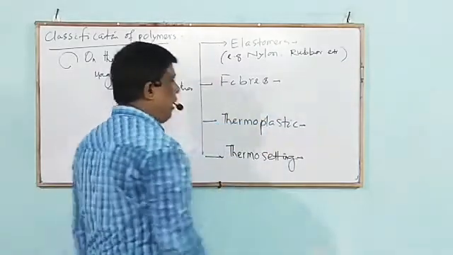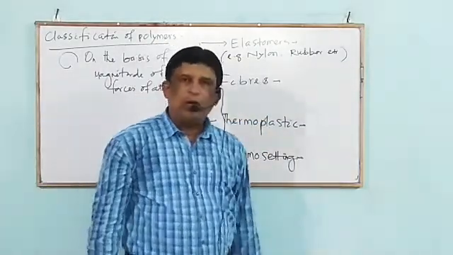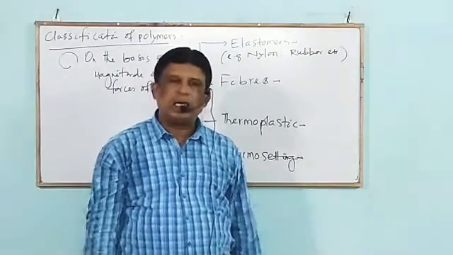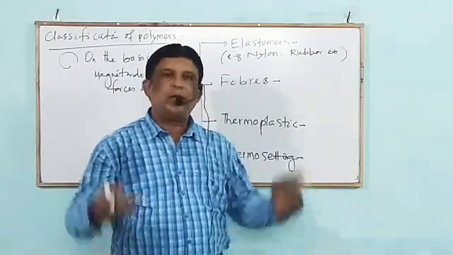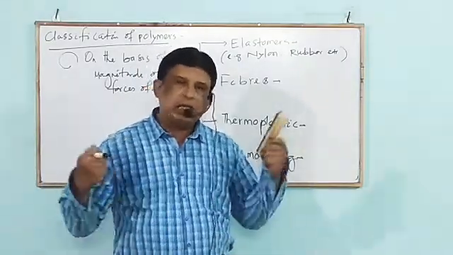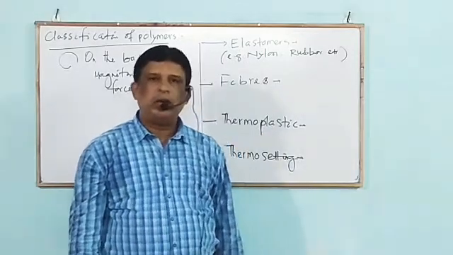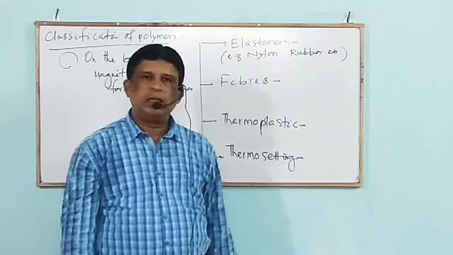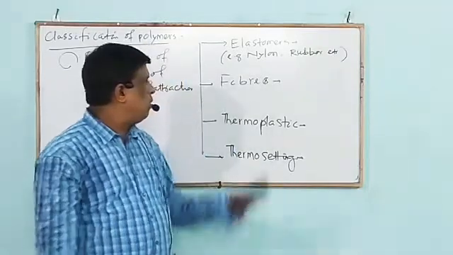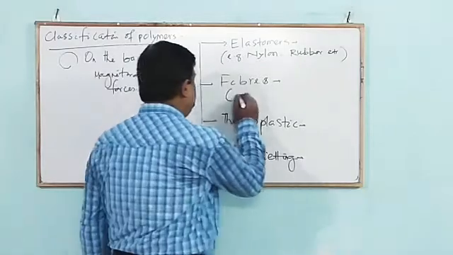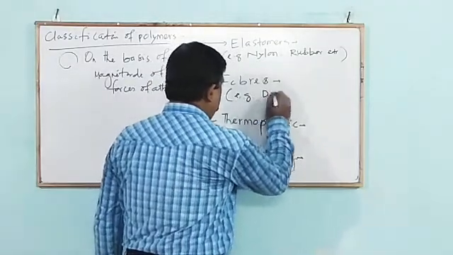Next one is fibers. The polymer formed in such a way that the magnitude of forces of attraction among the monomer units is the strongest one. As a result, they have high melting point and high density. So that type of polymer is known as fibers. For example, Dacron.